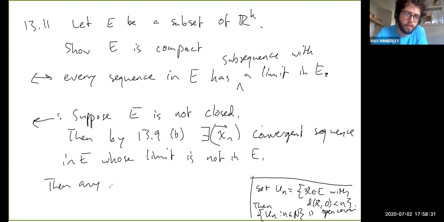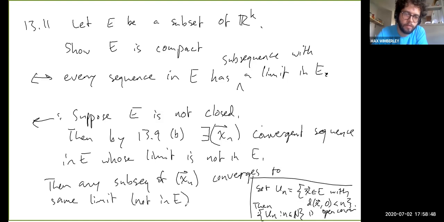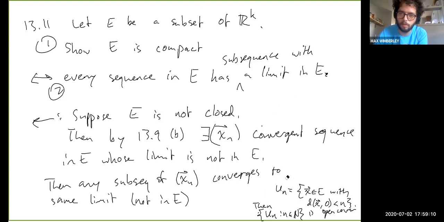Then any subsequence of Xn converges to the same limit, which is not in E. So again, we end up violating the second condition, right? The whole thing that I'm trying to do here is to say that if you violate the assumption that E is compact, then you end up violating the second condition here, right? If we call this 1 and we call this 2, what we ended up showing is that I'm actually going to erase this.